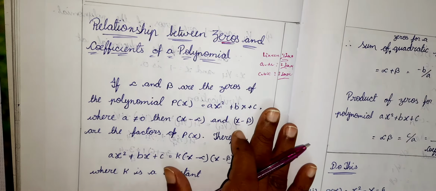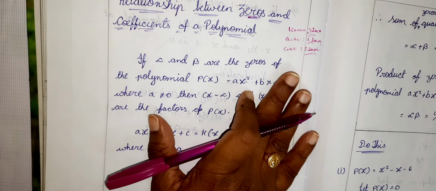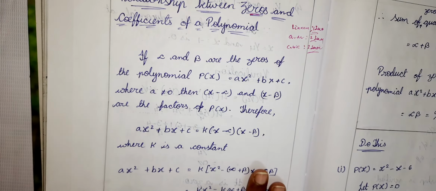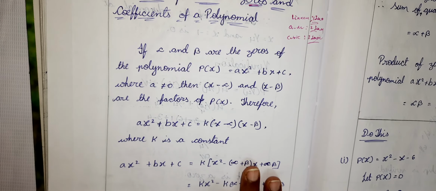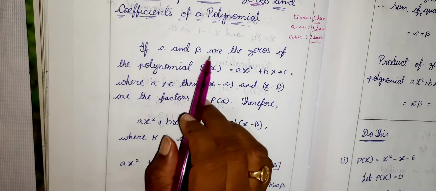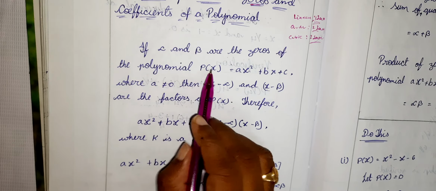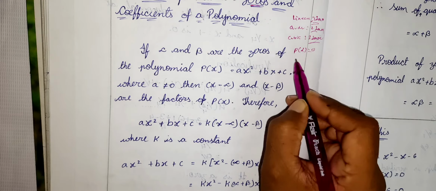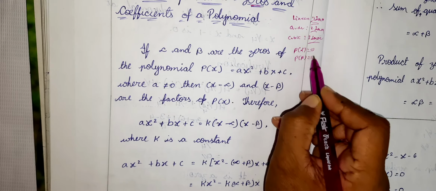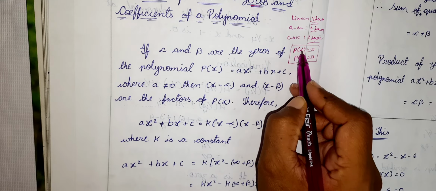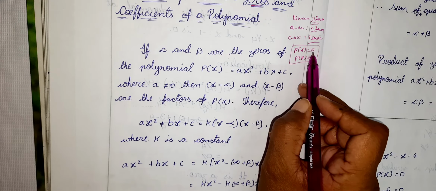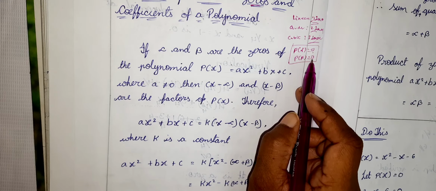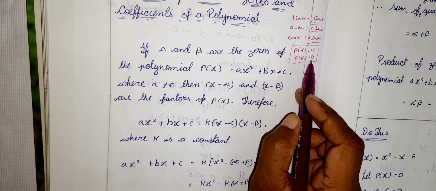So now let us take the quadratic polynomial and find the relationship between the zeros and the coefficients. If alpha and beta are the zeros of the polynomial, what does it mean? It means that p of alpha is equal to 0 and p of beta is also 0. That means in place of x, if you substitute alpha, you will get the value of the polynomial to be 0. And if you substitute beta, then also you will get p of beta equal to 0.